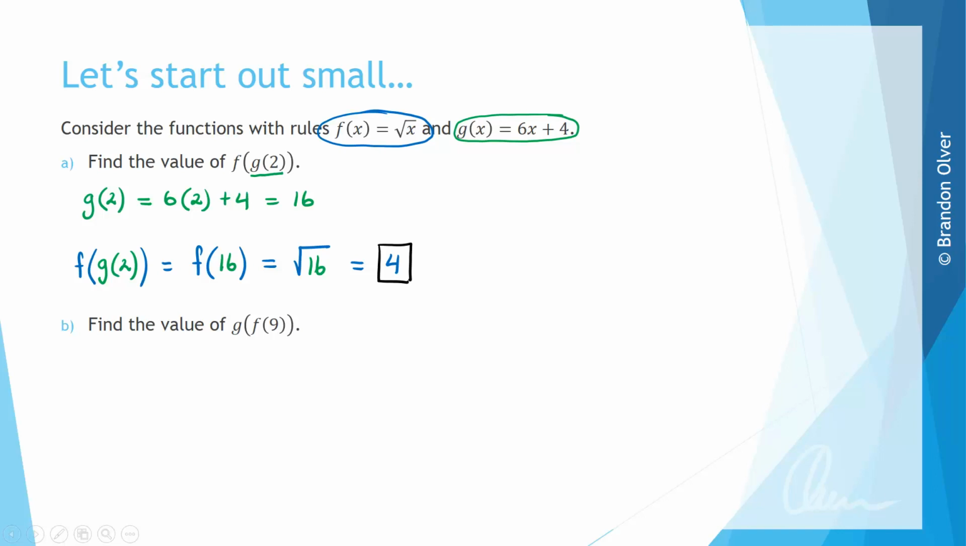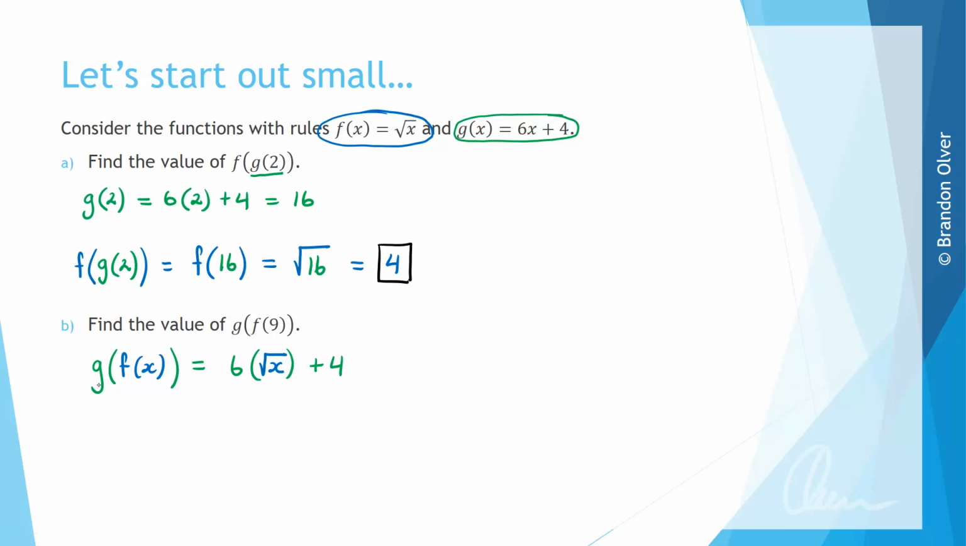For part B we're going to do a slightly different method. We're actually going to find the full rule for g of f of x first. So the function g of f of x is equal to the function g, which is 6 times x, but wherever there's an x we're going to replace that by the rule of f of x, which is simply the square root of x. So we have 6 times the square root of x, and we've still got plus 4.